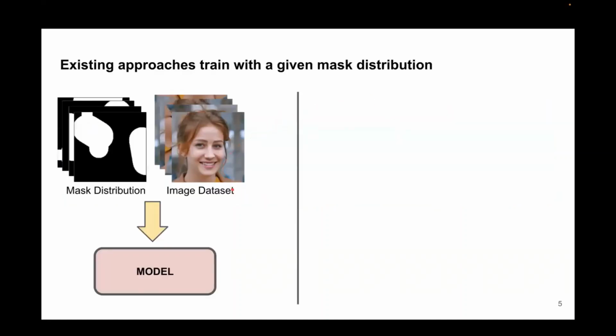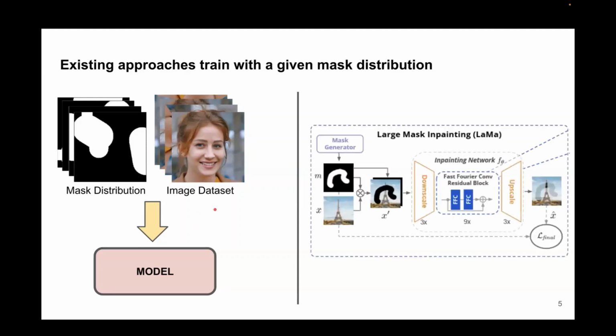Okay, existing approaches usually use an image dataset and a mask distribution, and they train on that in order to have a model that's suitable for this inpainting task. An example of this is large mask inpainting, or LaMa, where during training they generate a mask, they remove the content on the image, and they train the model to reconstruct the image. Also, the latent diffusion model uses a similar approach.